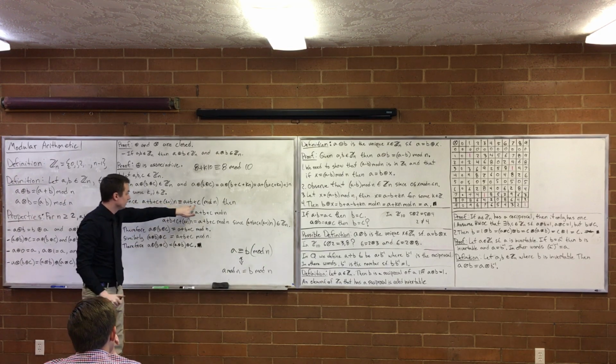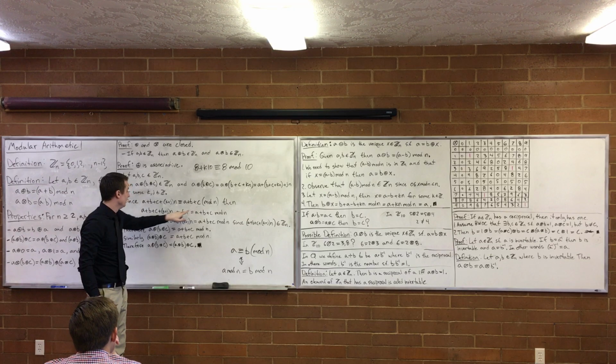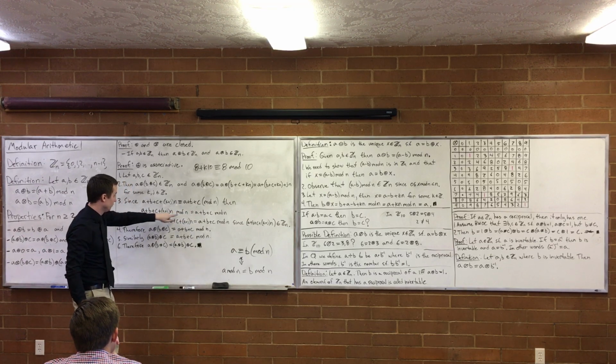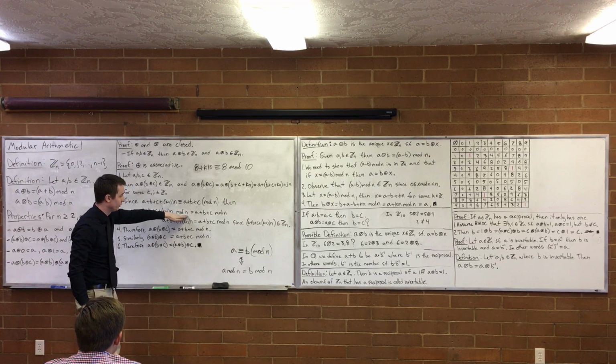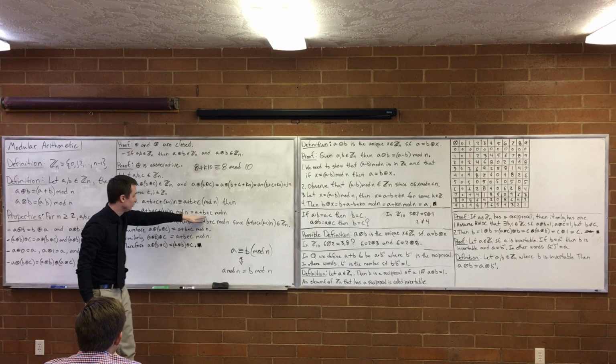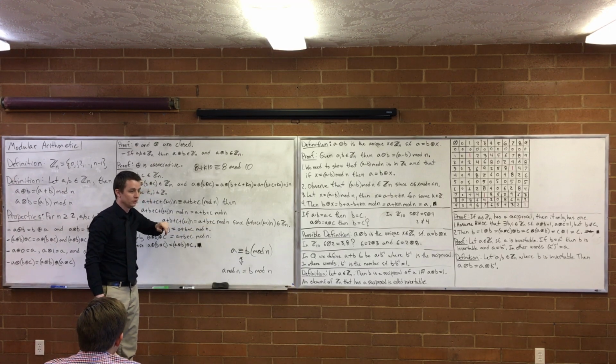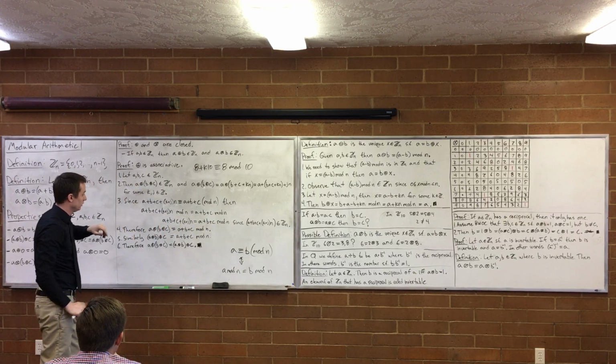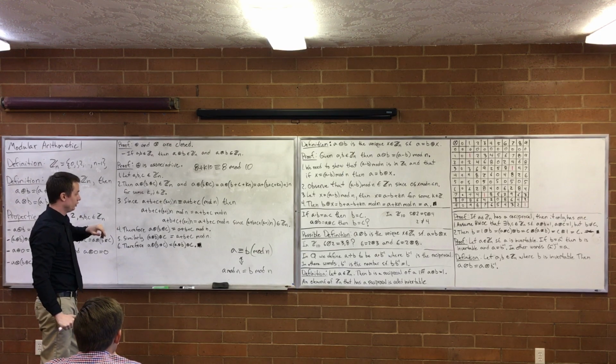So since this is congruent to this mod n, then this thing, mod n now in the sense of the remainder, not the equivalence class, is equal to this mod n. Okay. You good? Mm-hmm.